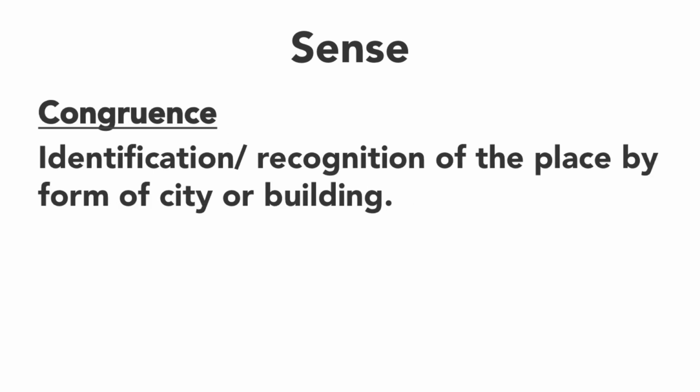Congruence is the match of an environmental structure to a non-spatial structure. For example, is a visible activity congruent with the rhythm of social activity? It's that match between place and function. It's the identification or recognition of the place by form of city or building.